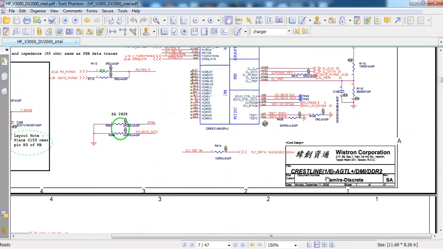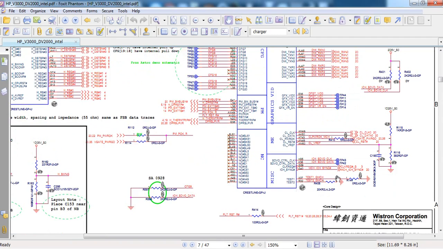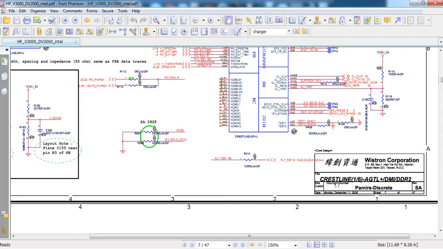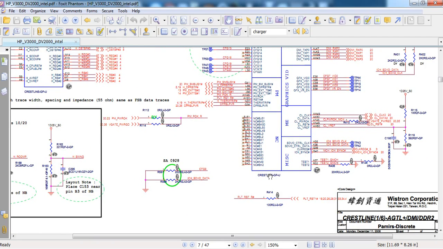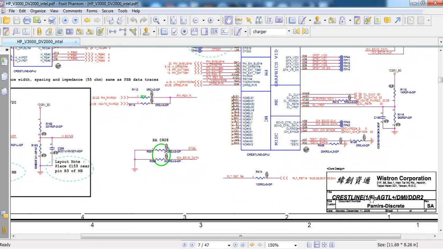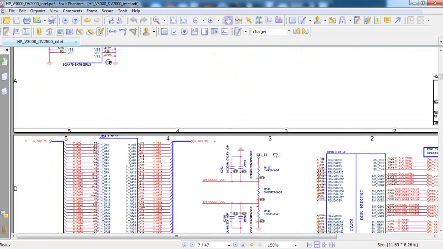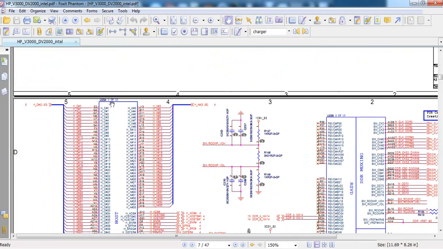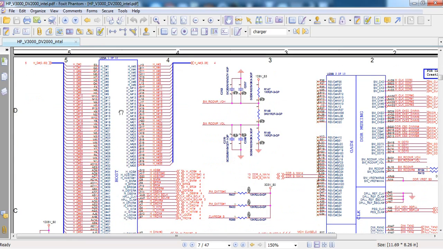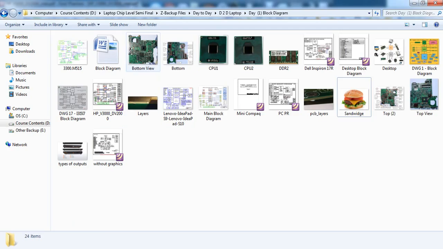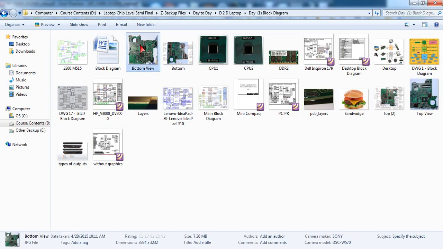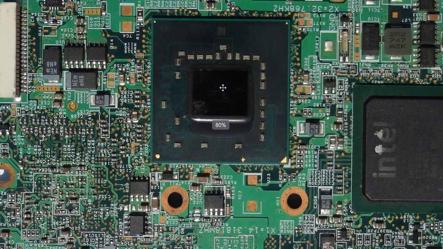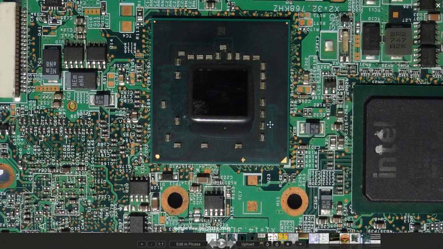This is Crestline 1 of 6. Crestline means the model of the GMCH used on this particular motherboard, so this will vary. Crestline is the model for this particular notebook PC. This is part 1 of 6 of this single IC, 1 of 10. These are the integrated circuit details. This is the GMCH. Yeah, it's here. This is your GMCH U23.